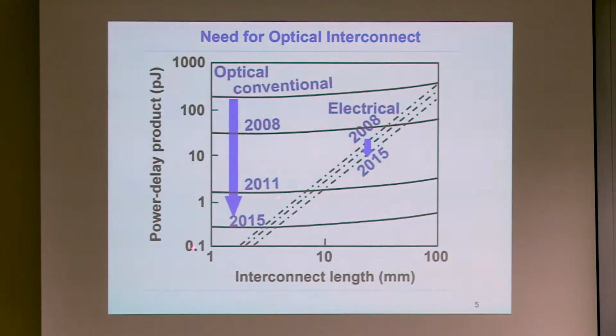On the other side, electrical is almost linear, because the longer the distance, the larger the capacitor you have to charge to send a bit of 1 volt. So the whole community is trying to push the energy consumption of optical interconnect down, so that it becomes more and more competitive with electrical interconnect at shorter distances.